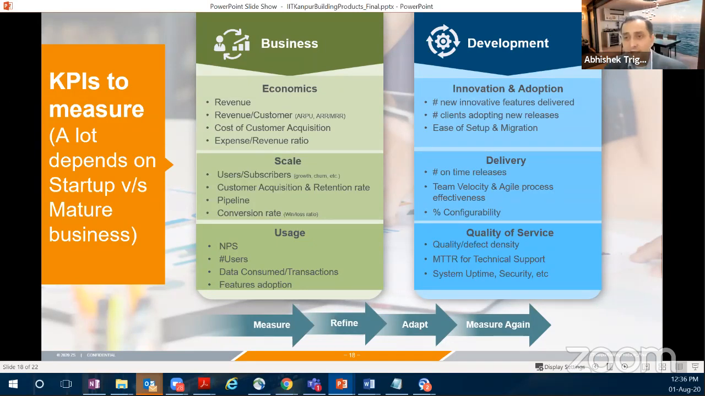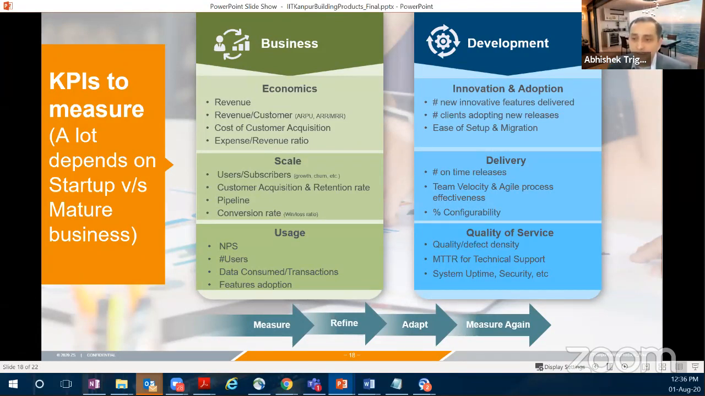Similarly, on the development side, you want to call out that what you're building are innovations. These are all innovative features. So how many net new innovations are you delivering? How many clients are actually adopting it? If what you built is so good, why are clients not adopting it? What are the challenges they might be facing in terms of setup and migration? All are the things you've got to call out when you're thinking of building these products.